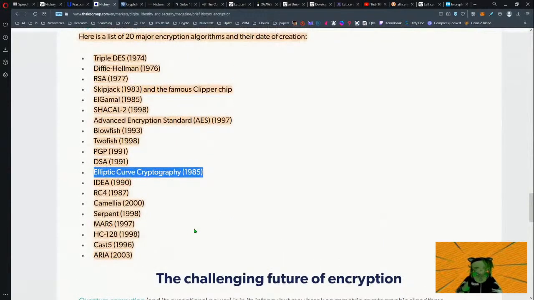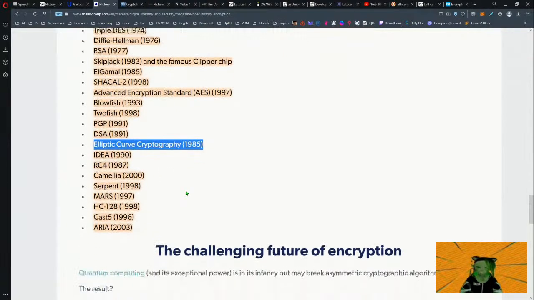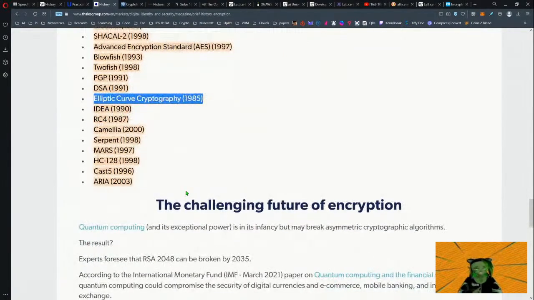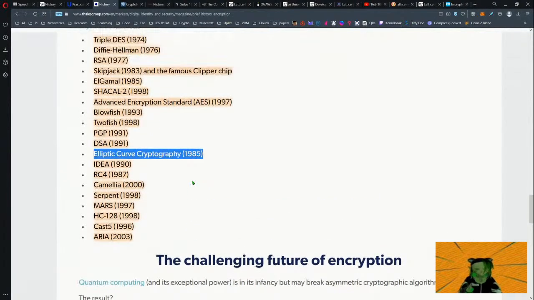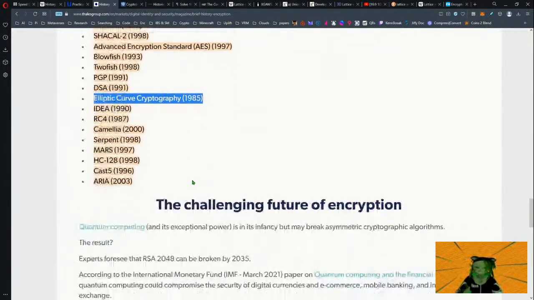You guys notice the most recent encryption here is ARIA? And ARIA is, from my understanding, used in very specific systems, and that's about it. Most of the encryptions that we use on the internet are older than me. They're older than most people probably watching this, or ever going to watch this. And that's scary. Why do we not have newer encryptions?